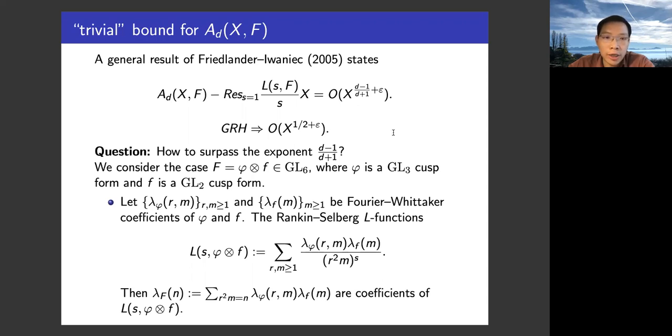A natural question is how to surpass this exponent. In this talk, we will consider a case of a GL6 automorphic form, the Rankin-Selberg convolution of a GL3 cusp form against a GL2 cusp form. So what will be the coefficient? Let's recall, if we denote lambda of m to be the Fourier coefficient of the GL3 cusp form, and here lambda f of m to be the coefficient of the GL2 cusp form, then the Rankin-Selberg L-function is defined in this way, and the coefficient of this is given by this form.